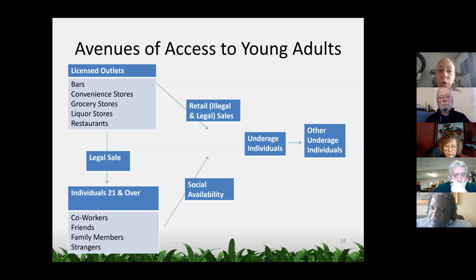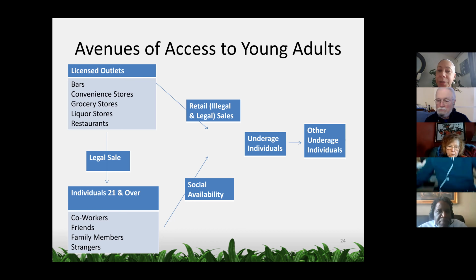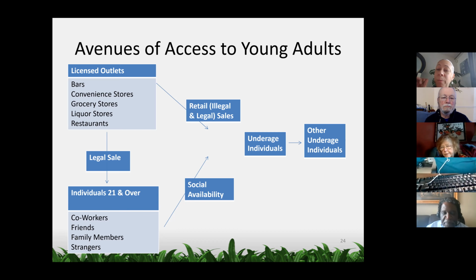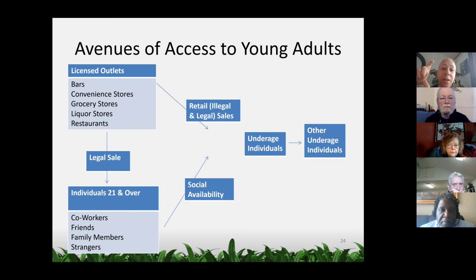Who can purchase alcohol? Co-workers, friends, family members, strangers. We know for the most part retailers in general follow the law. The point of access is mostly older siblings, people who are of age able to buy it, and access through parents and friends. On this diagram, the next row looks at the two access points. The first one is the retailer, illegal and legal sales.